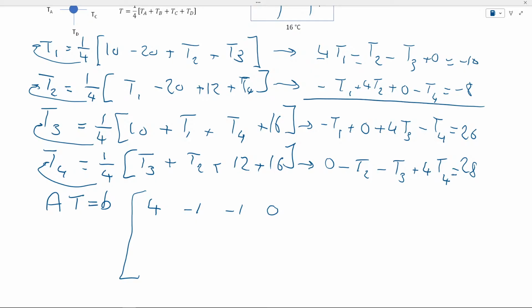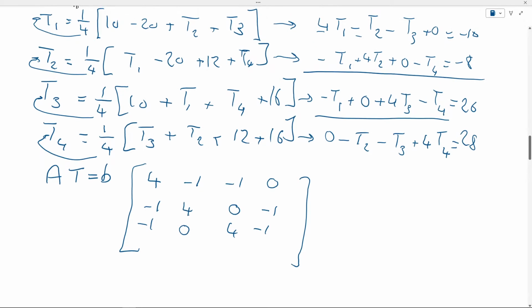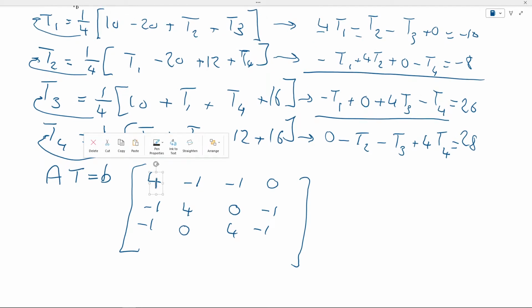So I have negative 1 in T1, I have 4 in T2, I have 0 here, and I have negative 1 here. Let's write for this one here. You need to put it in order, like this is T1, T2, T3. That's why I arranged them here in order: T1, T2, T3, T4. So negative T1. For the third equation, that would be negative T1 plus 0 plus 4, negative 1. And for the last equation, I have 0.